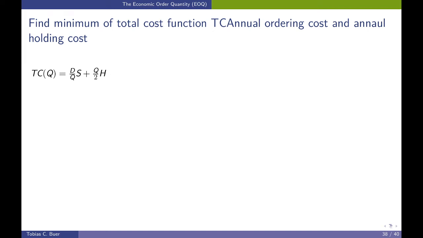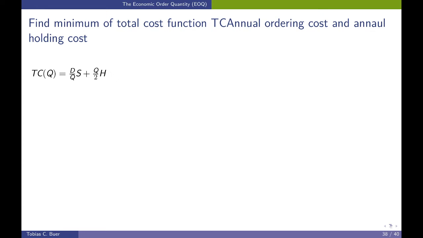We now want to calculate the minimum of the total cost function. And the total cost function depends on the variable q. The others are parameters. So the total cost function is equal to d over q times s plus q over 2 times h.